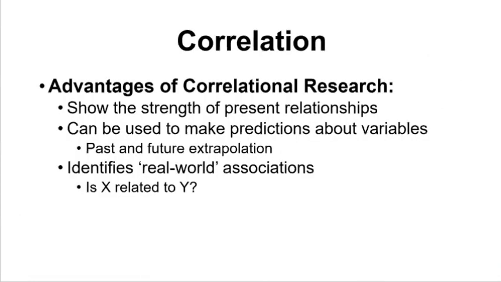There are many advantages to using correlational research. It shows the strength of relationships between variables of interest. It can be used to make predictions about variables, as we can extrapolate into the future and the past based on the relationship we know. And it also identifies real-world associations, specifically about the relations between two variables or concepts of interest.